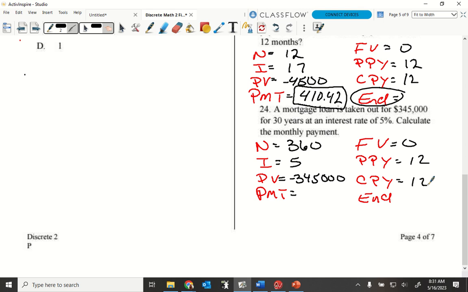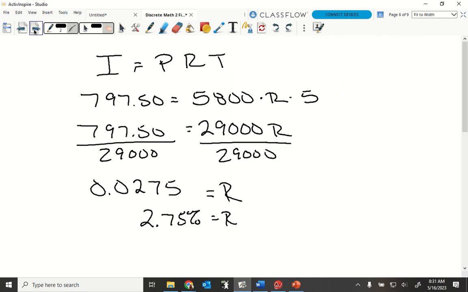What do we get? What do we get for a payment? 1,852 point. There we go. So we got to go through all of these step by step every time.